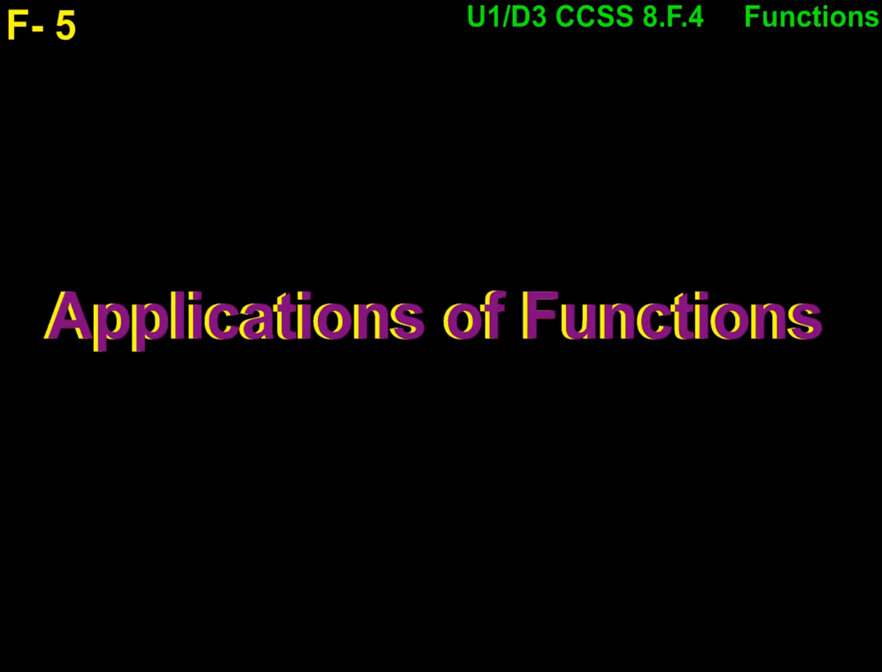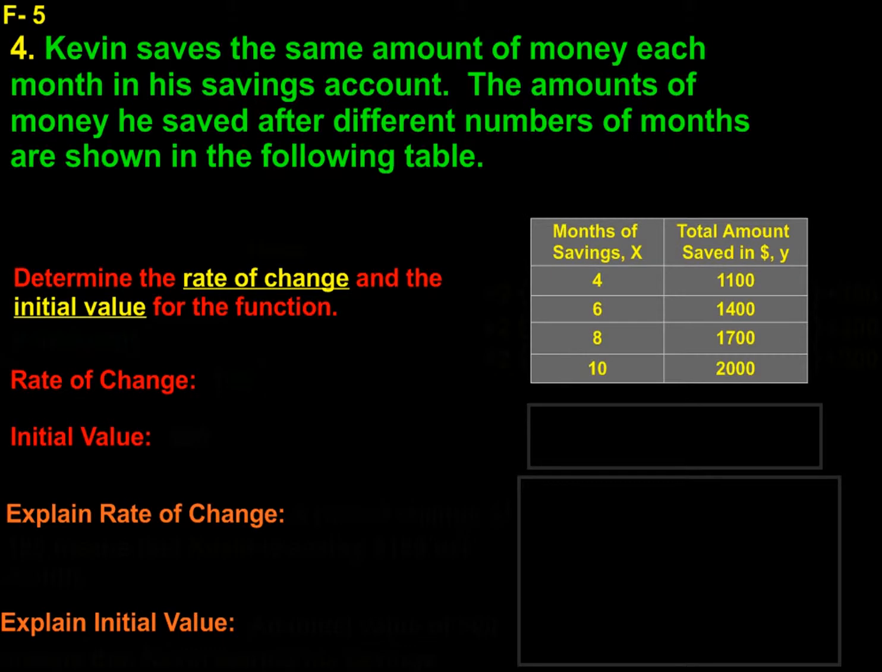Tonight's homework is F-5, Applications of Functions. We'll start by taking a look at question number 4. It says Kevin saves the same amount of money each month in his savings account. The amounts of money he saved after different numbers of months are shown in the following table. And we're going to need to determine the rate of change and the initial value for this function.